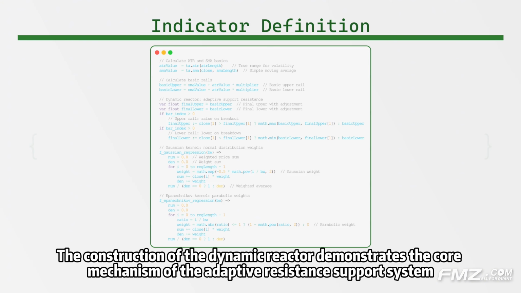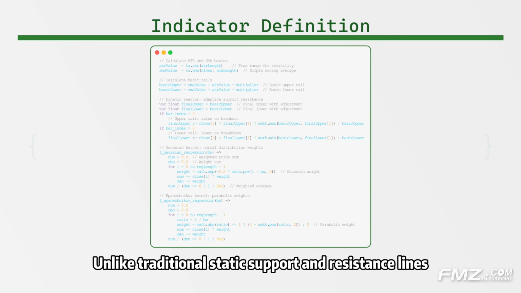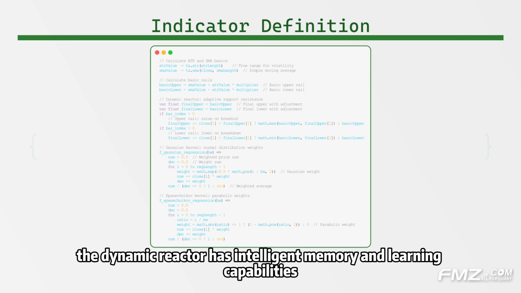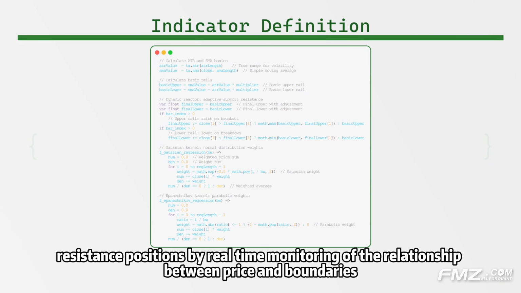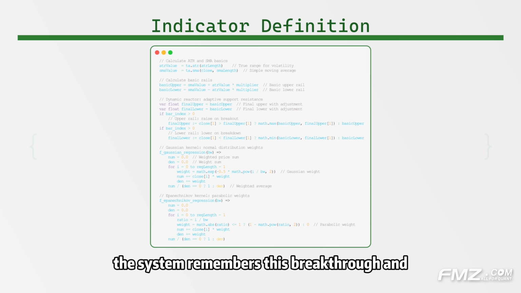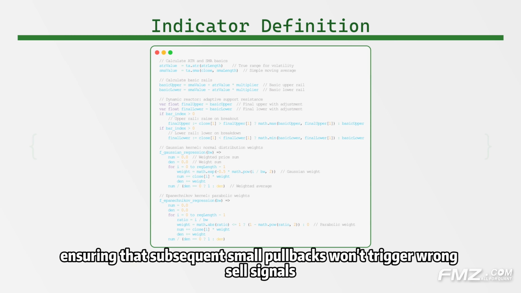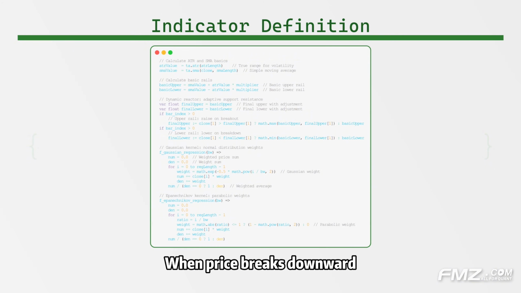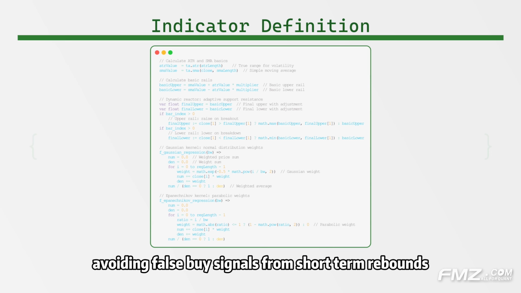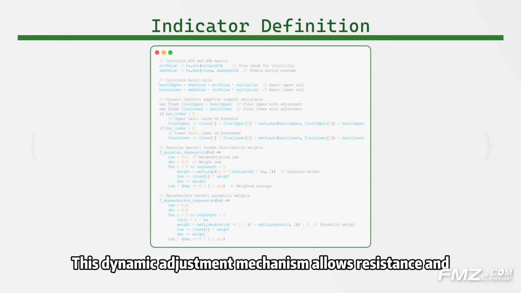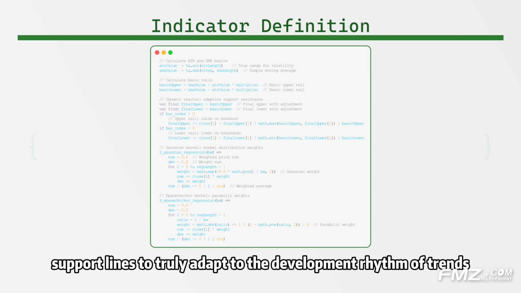The construction of the dynamic reactor demonstrates the core mechanism of the adaptive resistance support system. Unlike traditional static support and resistance lines, the dynamic reactor has intelligent memory and learning capabilities. It dynamically adjusts support and resistance positions by real-time monitoring of the relationship between price and boundaries. When price breaks upward, the system remembers this breakthrough and correspondingly raises the upper rail position, ensuring that subsequent small pullbacks will not trigger wrong sell signals. When price breaks downward, the system lowers the lower rail position, avoiding false buy signals from short-term rebounds. This dynamic adjustment mechanism allows resistance and support lines to truly adapt to the development rhythm of trends.